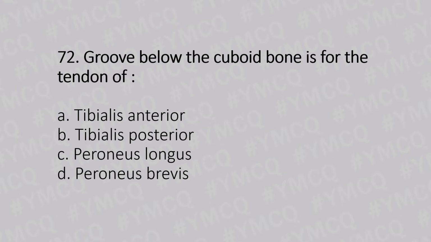Moving to our 72nd question, groove below the cuboid bone is for the tendon of option A, tibialis anterior, option B, tibialis posterior, option C, peroneus longus, option D, peroneus brevis, and the answer is option C, peroneus longus.